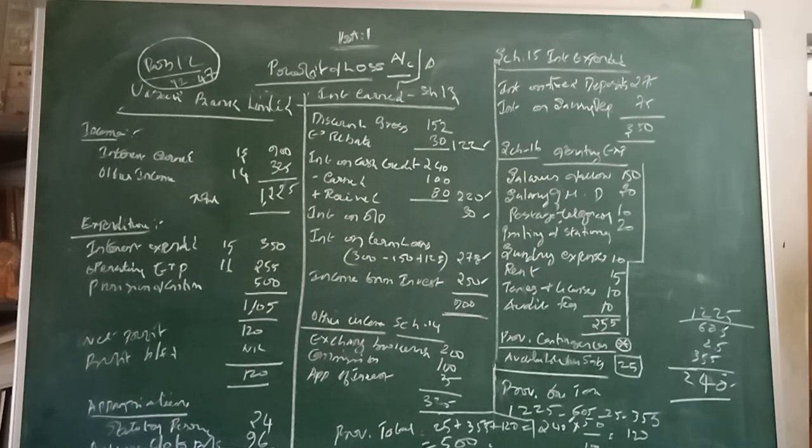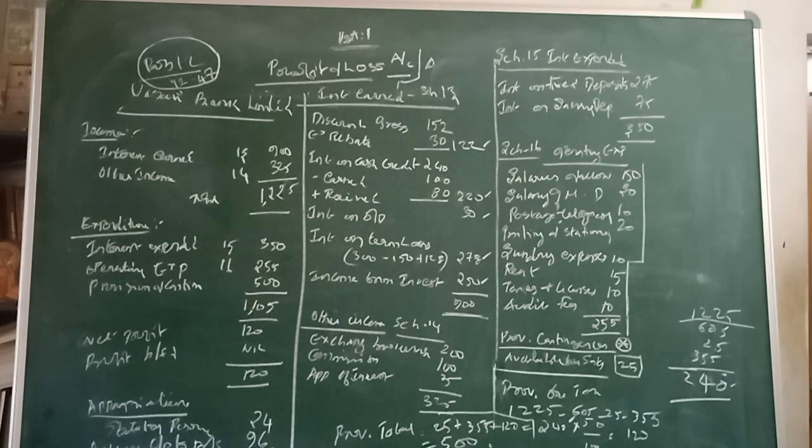Then interest on fixed deposit. You know very well, the bank collects deposits, and for that they pay interest, so it is an expense that comes under schedule number 15. Then commission, it is other income. Actually this comes under the category called commission, brokerage, etc. So that commission of 100 is taken in schedule number 14. Then exchange and brokerage 200 also goes to other income, schedule number 14.